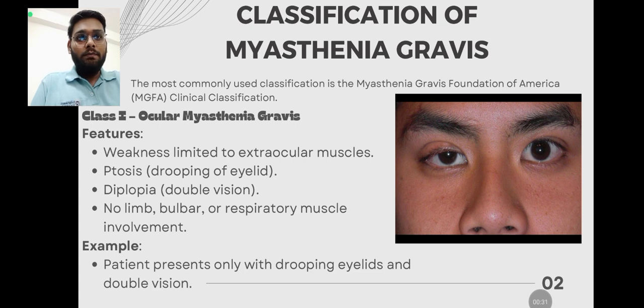Now we will see the classification of myasthenia gravis. The most commonly used classification is the Myasthenia Gravis Foundation of America (MGFA) clinical classification. Class 1, ocular myasthenia gravis. The features of class 1 are weakness limited to the extraocular muscles, ptosis, meaning drooping of the eyelid, diplopia, double vision, and no limb, bulbar or respiratory muscle involvement. Example: a patient presenting only with drooping eyelid and double vision.